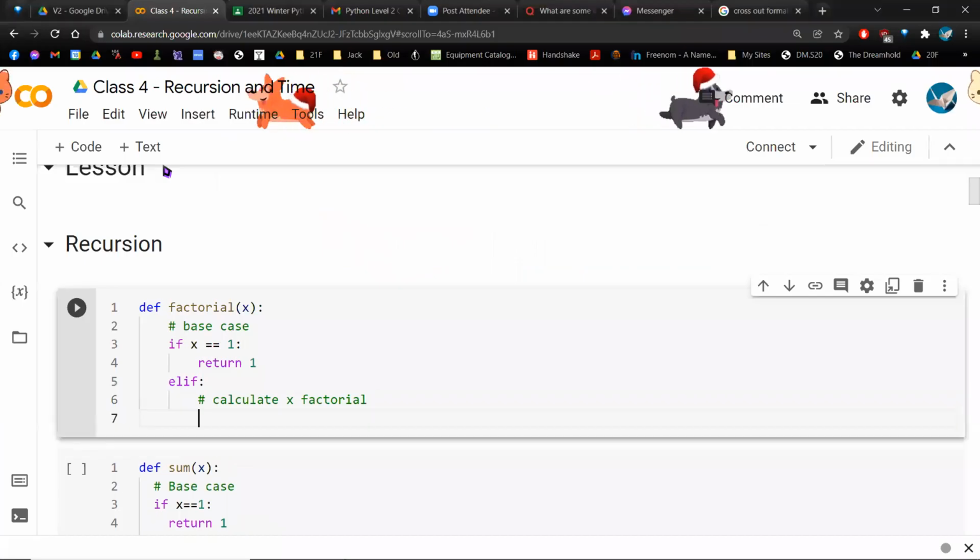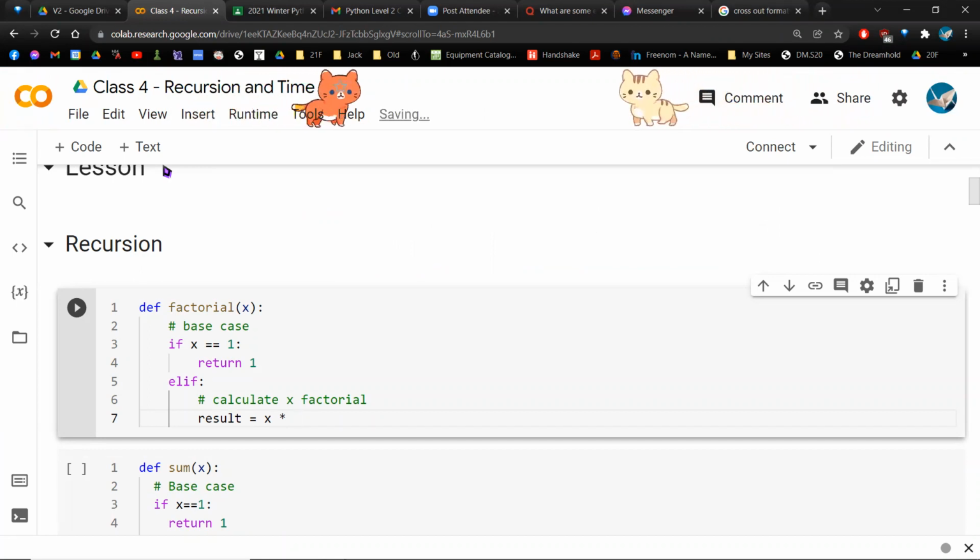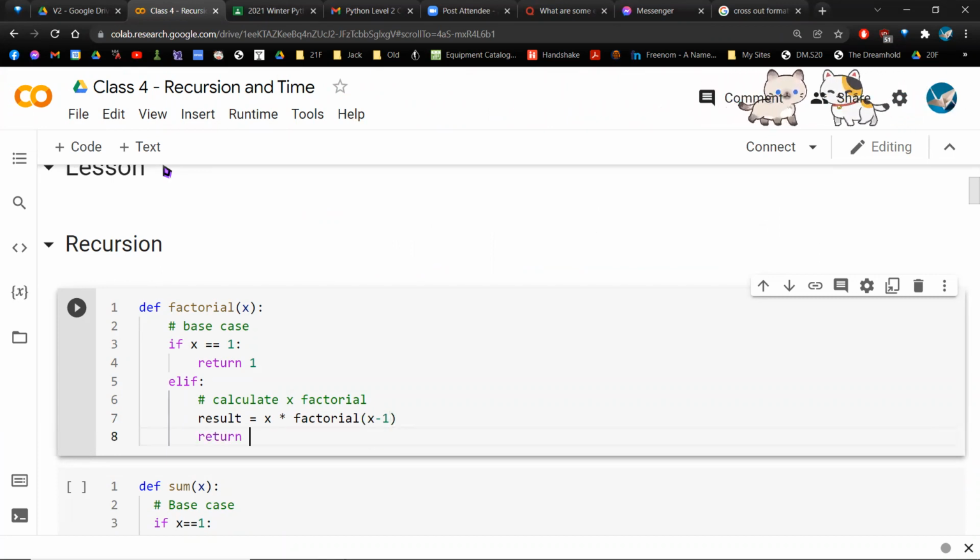So in the code, the result is going to be x times, well, how do we get x minus 1 factorial? This is where it gets a little bit tricky. You have to remember we're writing the factorial function right now. And even though it's not complete, we can pretend it's complete and we can use the function that we're writing right now. We pretend that this factorial function is already completely finished, completely working as it should, and we just use it. And it's not going to be factorial x, it's x minus 1. And we just return the result.